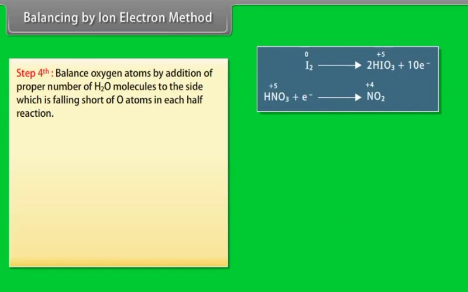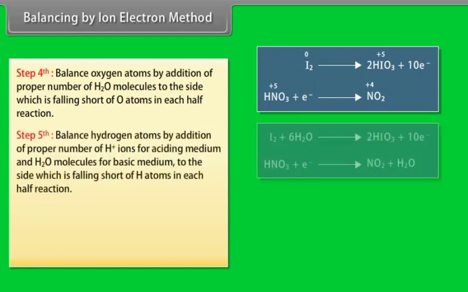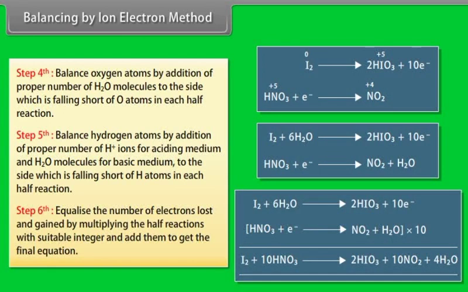Balance oxygen atoms by addition of the proper number of H2O molecules to the side which is falling short of O atoms in each half reaction. Step fifth. Balance hydrogen atoms by addition of the proper number of H+ ions for acidic medium and H2O molecules for basic medium to the side which is falling short of H atoms in each half reaction. Step sixth. Equalize the number of electrons lost and gained by multiplying the half reactions with a suitable integer and add them to get the final equation.